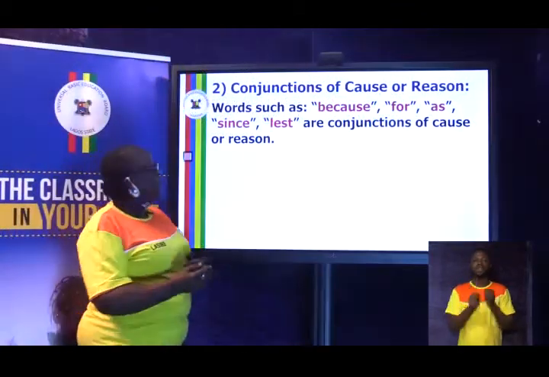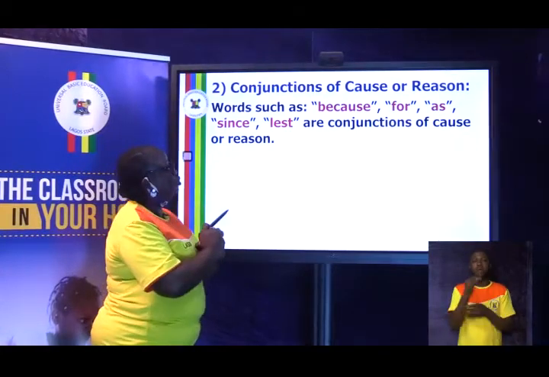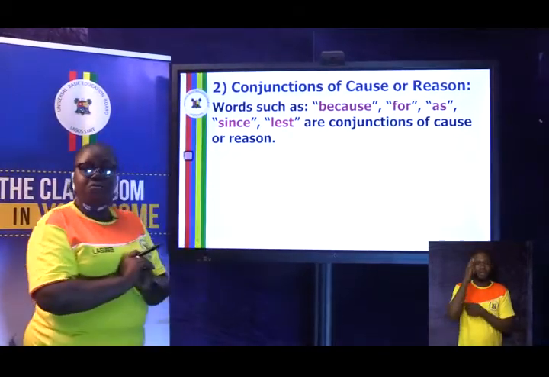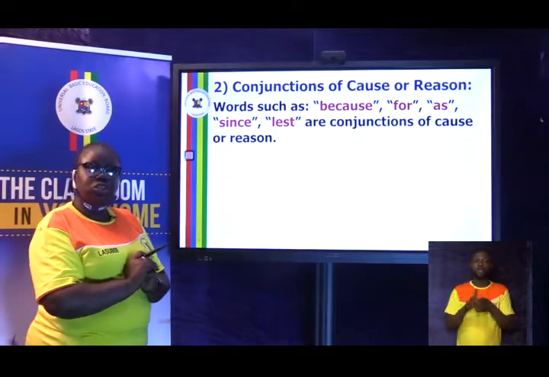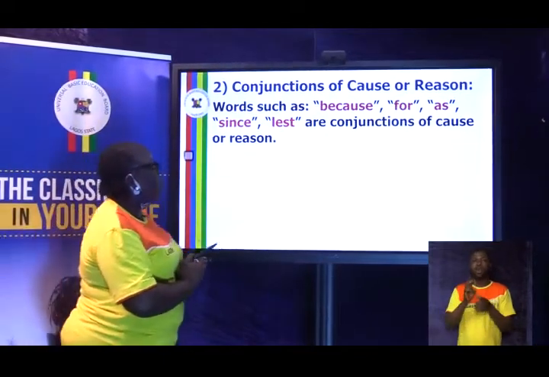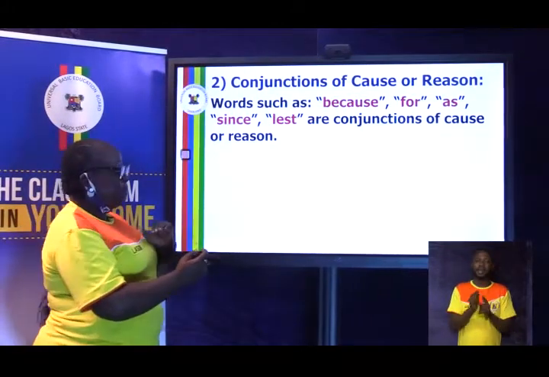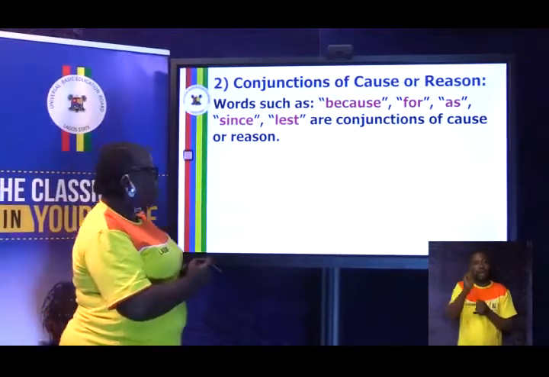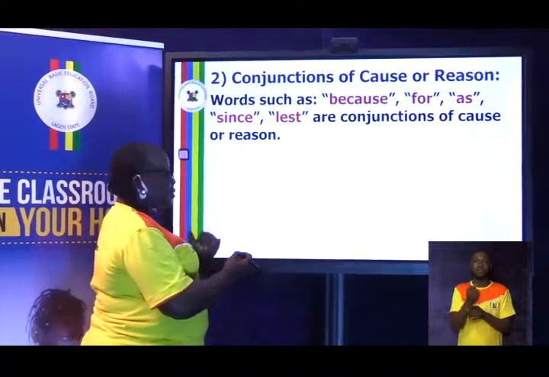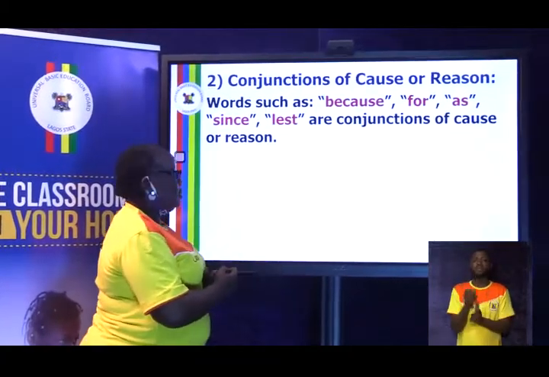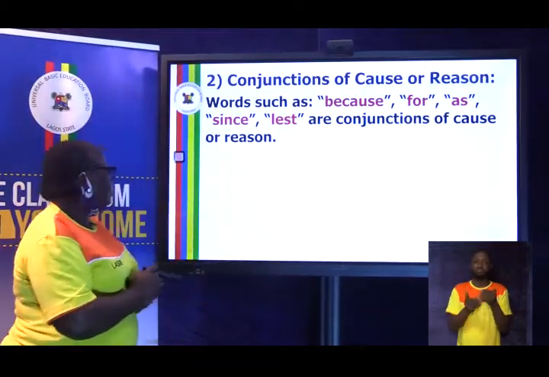The second type is the conjunctions of cause or reason. Conjunctions of cause or reason. And for this we use words like because, for, as, since, lest, and so on.